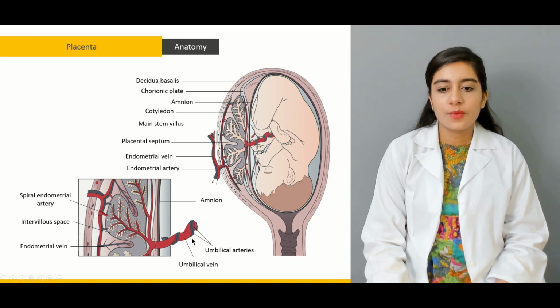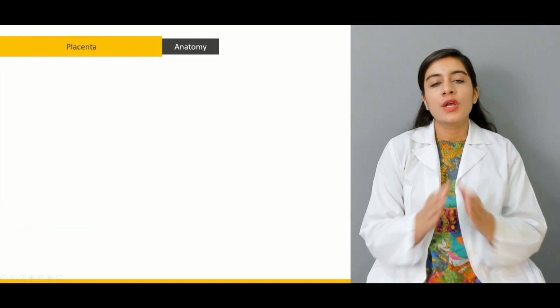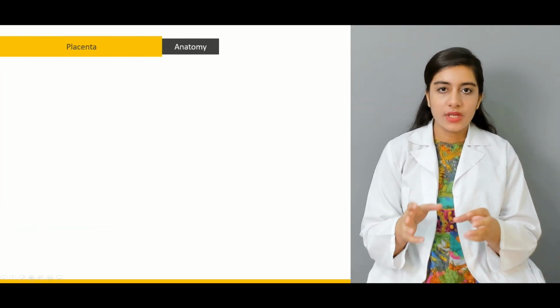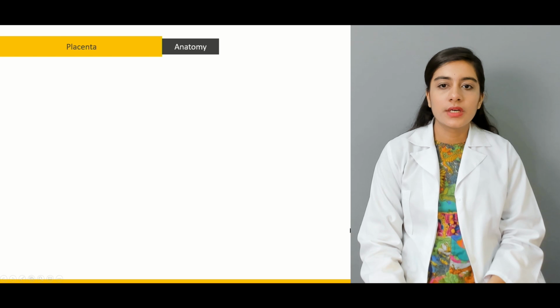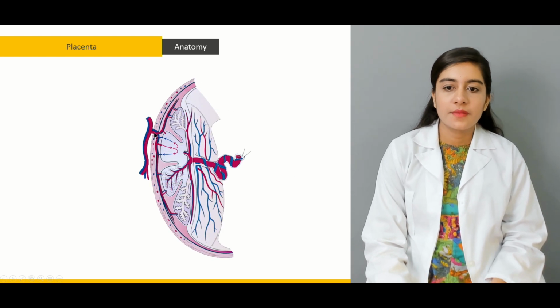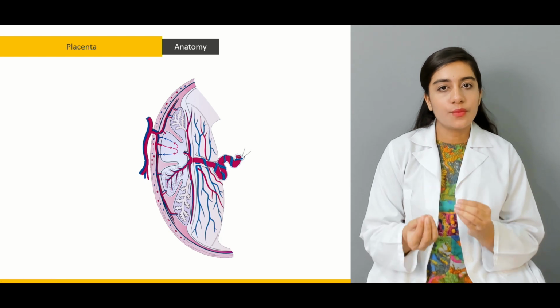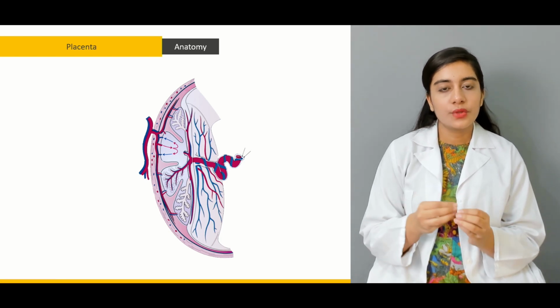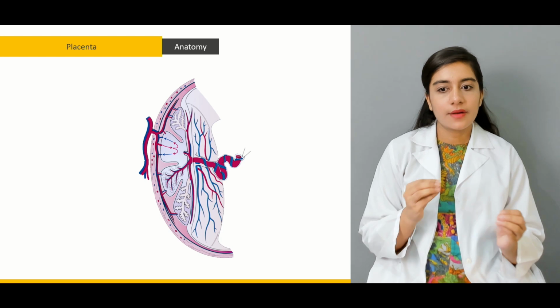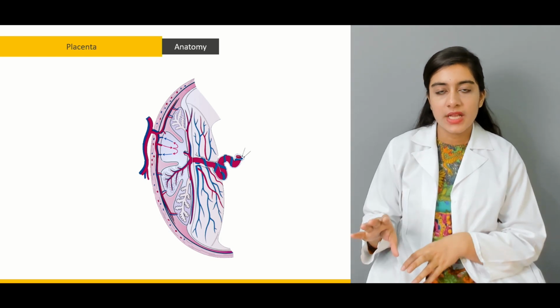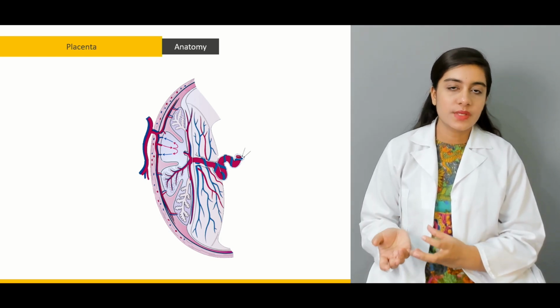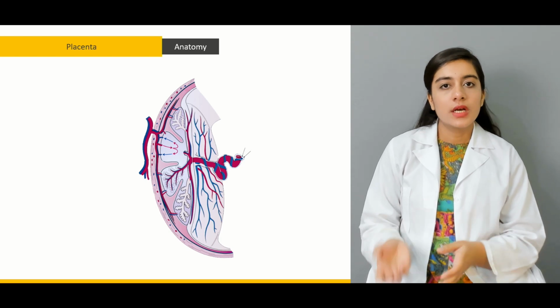Umbilical vein, this red one. Okay, so we have discussed the arteries. In this diagram, we will be discussing only the blood vessels that supply blood to the placenta, and how, from the placenta, the blood, or more specifically the nutrients, reach the fetus.